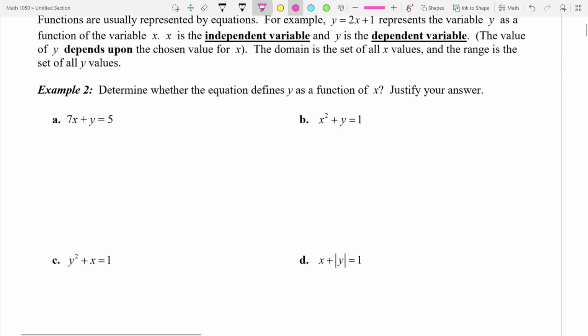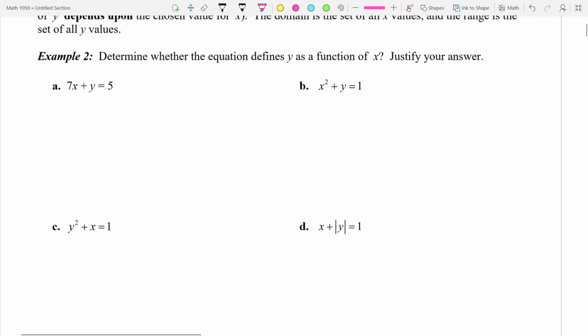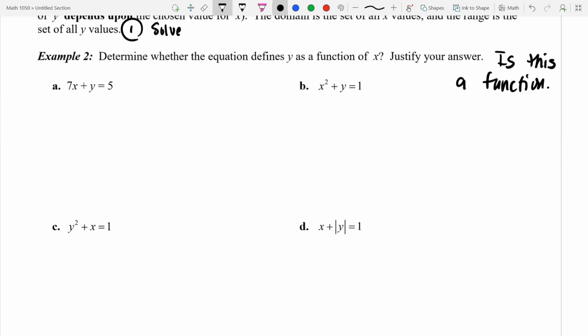Okay, question 2. Question 2 is a little bit tougher. It sounds kind of confusing. Determine whether the equation defines y as a function of x. So in an easier way to say it, all they're saying is, is this a function? That's all they're asking. So there are two different ways to do this. I will typically just show you one way to do something. It's the easiest way. Sometimes I have to show two ways. So method 1, you're going to take the equation and you're going to solve for y.